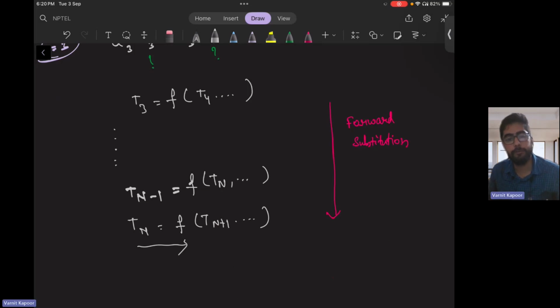Now, if you know the value of Tn from here after solving, you can get the value of Tn minus 1. I hope you all are getting that. So what I'm trying to say is, Tn, we got the value directly after solving the last equation.